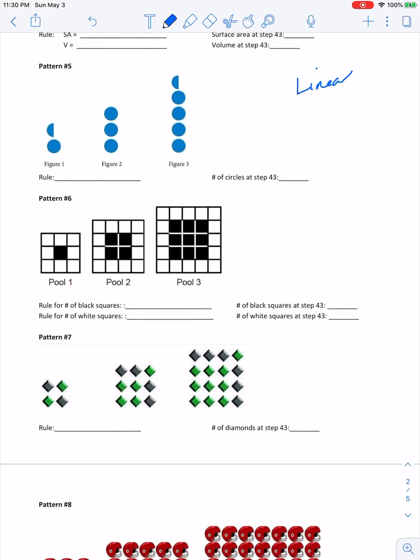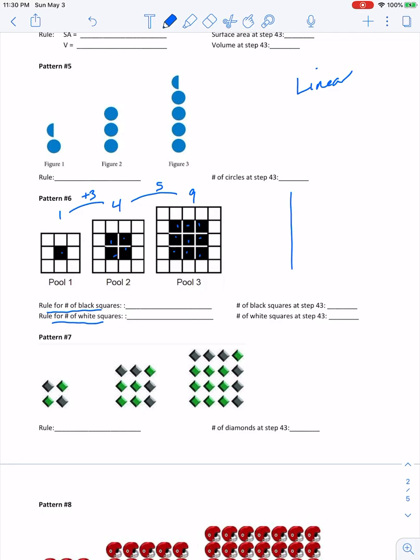All right, let's take a look at pattern number 6. In step number 1, it says, what's the rule for the black squares and what's the rule for the white squares? So let's do the black squares first. We have one black square here, and we have 1, 2, 3, 4 black squares here. We have 1, 2, 3, 4, 5, 6, 7, 8, 9 black squares here. Well, this is going up by 3 here, and this is going up by 5. That is not linear. In fact, that is quadratic.